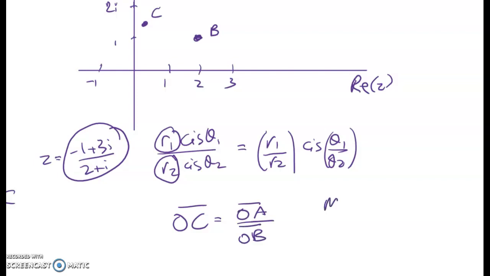Remember that we've got multiply the moduli and add the arguments, and here we've got divide the moduli and subtract the arguments, which doesn't really work as a cute thing to remember.